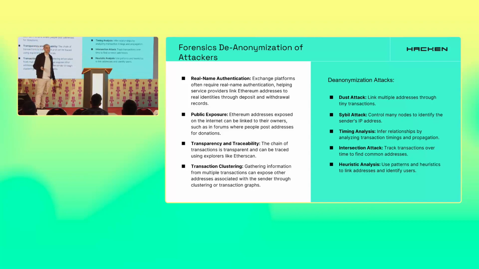Transparency and traceability. Through the explorers, everything is transparent. So we can track down an address and where they are moving the money. That's not going to tell us exactly who the person is, but it's going to help us relate addresses and different things from the attackers. And finally, the transaction clustering.